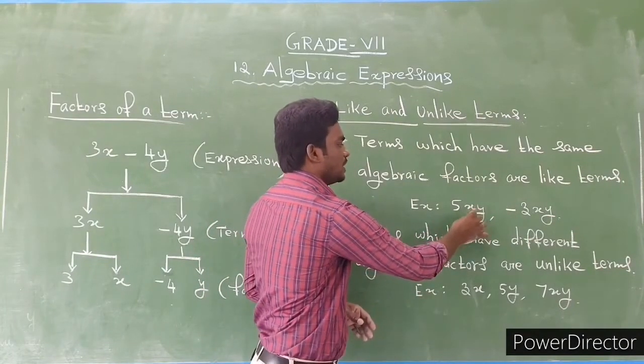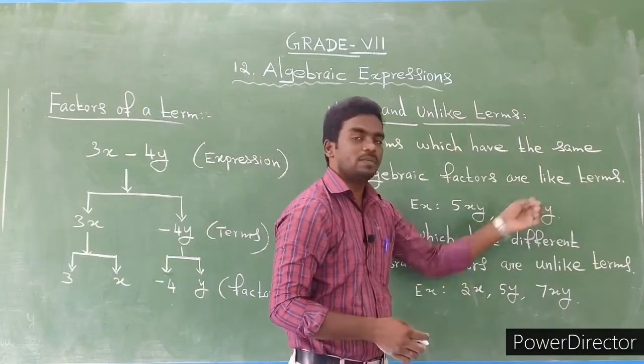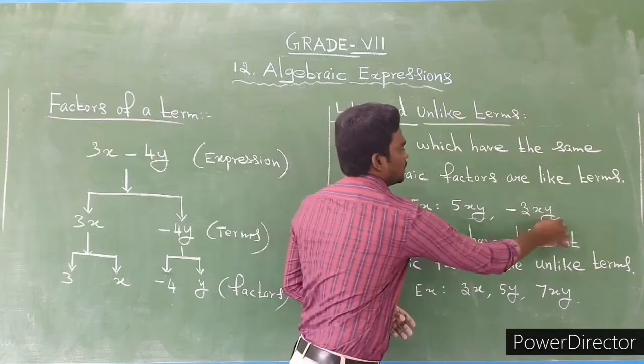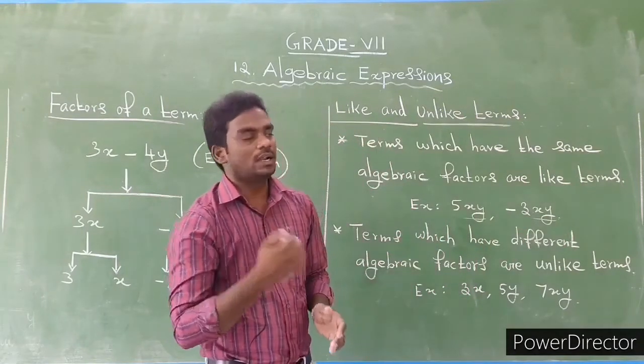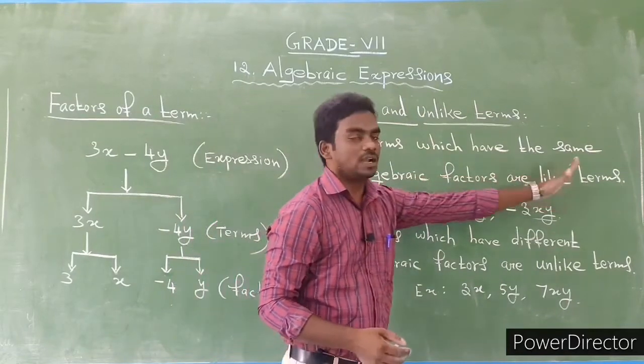So here the variables x and y, x multiplied by y. Next, what is that? The same xy. These two terms have the same variables x into y. So these two terms are called what? Like terms. Terms which have the same algebraic factors are like terms.